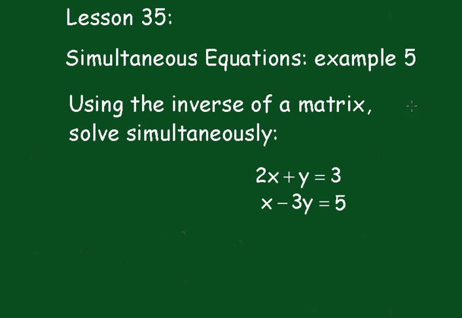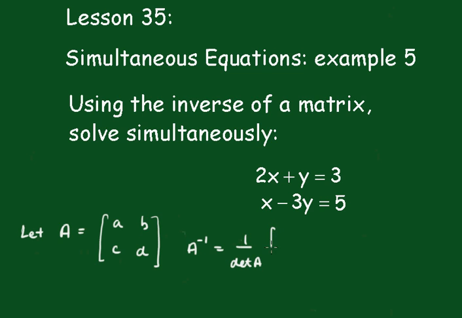Now, to do that, I'll write down, we'll let A equal A, B, C, D. Now the inverse is equal to 1 over the determinant of A, and this is going to be, now these swap over, so we get D and an A there, and these change signs. We get minus B, minus C, and the determinant of A, det A, equals AD minus BC. Alright, now we're set up to go.